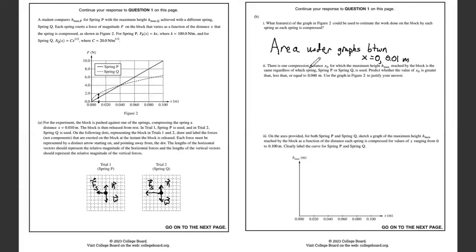All right, there is one compression distance where the max height reached by the block is the same. Predict how that's going to compare to 0.04. It should be greater than. The distance where the 2 heights are going to be the same should be greater than 0.04. And the reason why is because the area under both graphs, and I apologize that my pen is going slow. There's a little bit of lag in the inputs, but hopefully it's not really detracting too much from your understanding here. The area under both graphs would be the same.